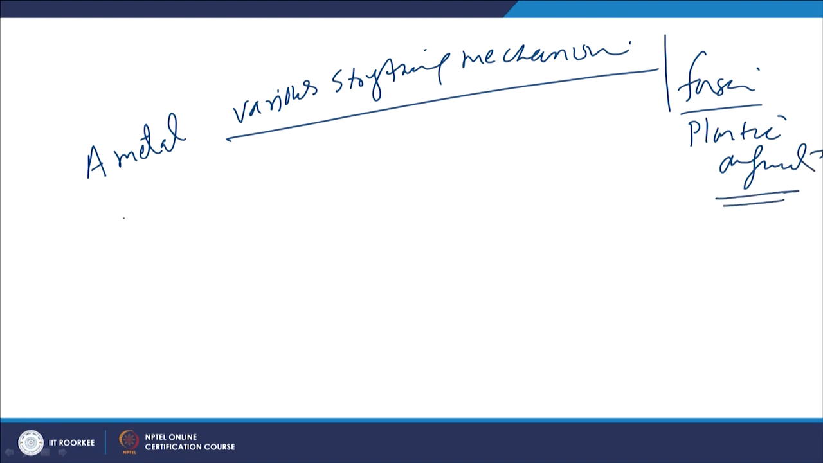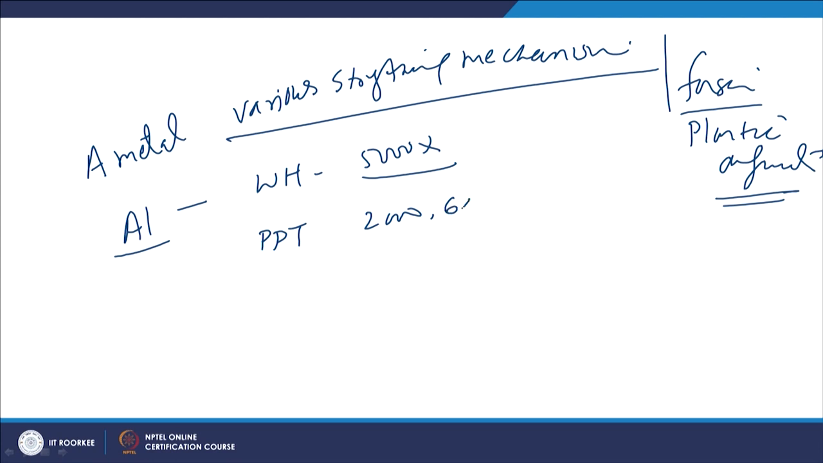So, let us take simple aluminum. In aluminum, we have work hardenable metals of the 5000 series aluminum alloys and precipitation hardenable metals of the 2000, 6000 and 7000 series aluminum alloys. Responses of these metal systems to fusion welding as well as deformation will be different, and that is what we have talked about under the different categories.